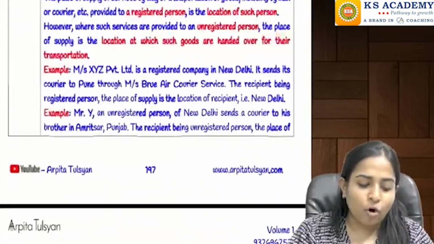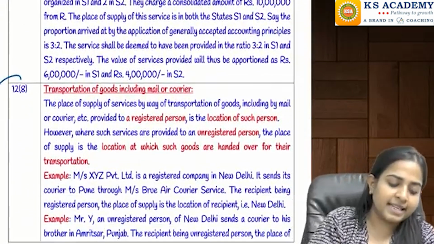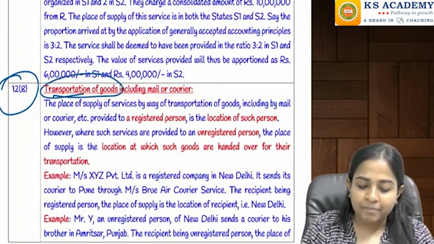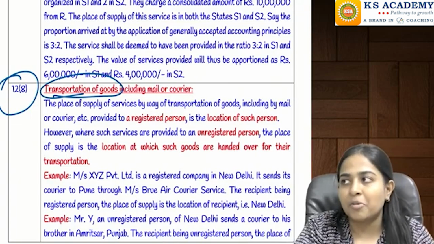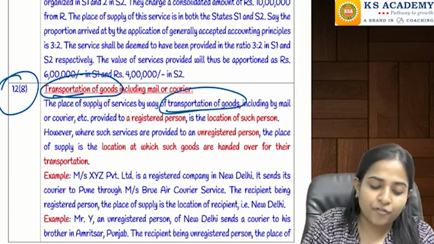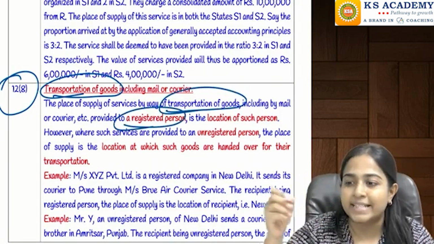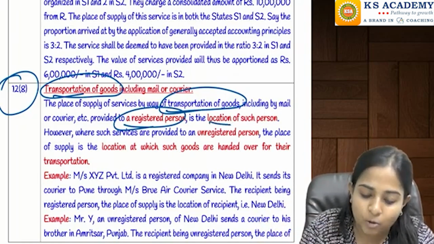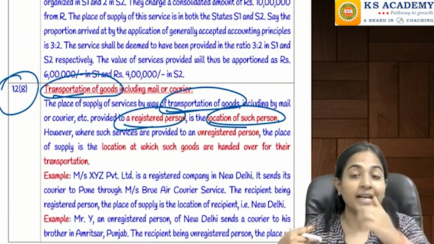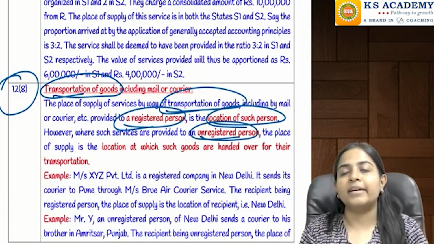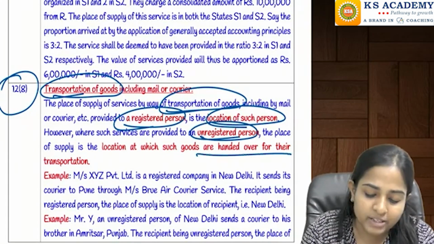Then after that, the next provision, the next amendment. This we have already considered: Section 12(8), where it was talking about transportation of goods. Remember, it is talking about place of supply in case of services. If the service of transportation of goods is provided to a registered person, the location will be my place, that is, the location of the recipient, the person who is receiving this particular service. But when the services are provided to an unregistered person, the place of supply was the place where the goods are handed over for transportation.